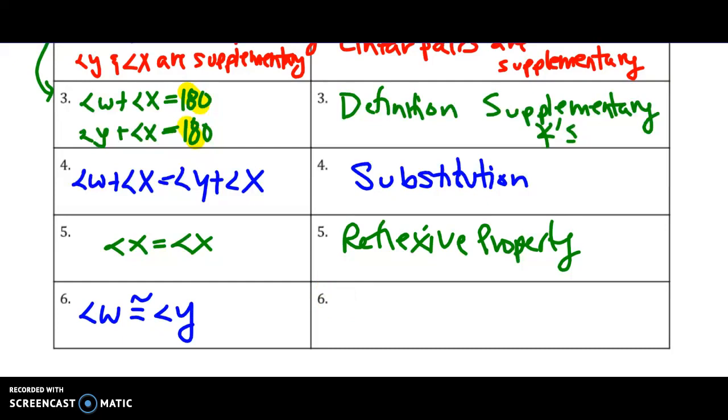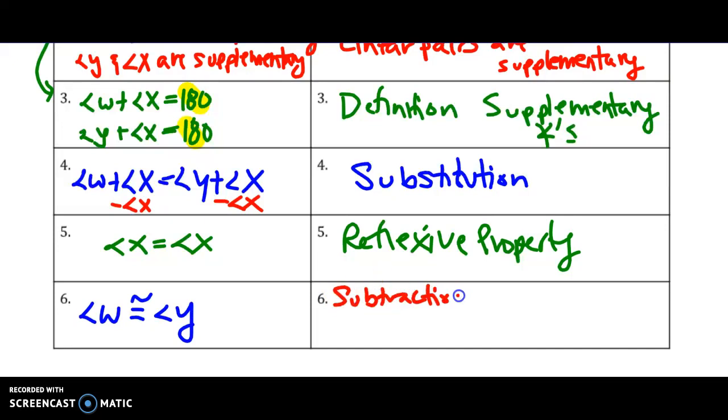Why? Well, if I subtract angle X from both sides in step 4, and angle X is congruent to itself, and I knew that angle W plus angle X is 180, angle Y plus angle X is 180, so these two quantities in step 4 that I set equal to each other are equal, and I subtracted an equal thing, which is angle X, from both sides, the results have to be equal. So that's subtraction.